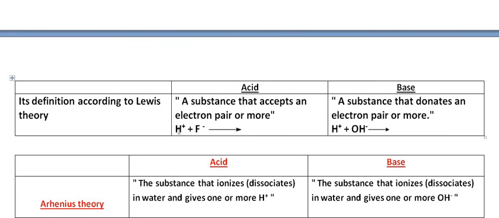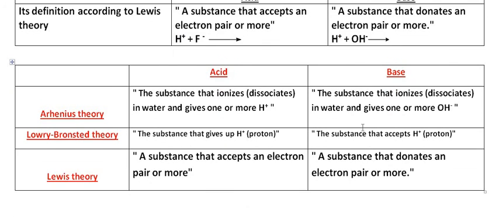For example, this is an acid because this H plus accepted the electrons of the F minus. F minus is a base because it gives the electrons. This is also an acid, and this is the base. This accepts electrons and this gives electrons, so this is the acid and this is the base.